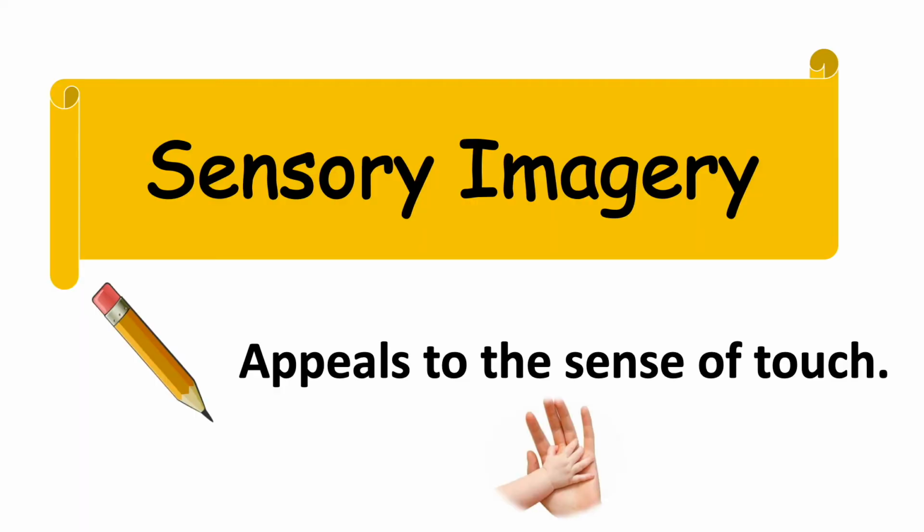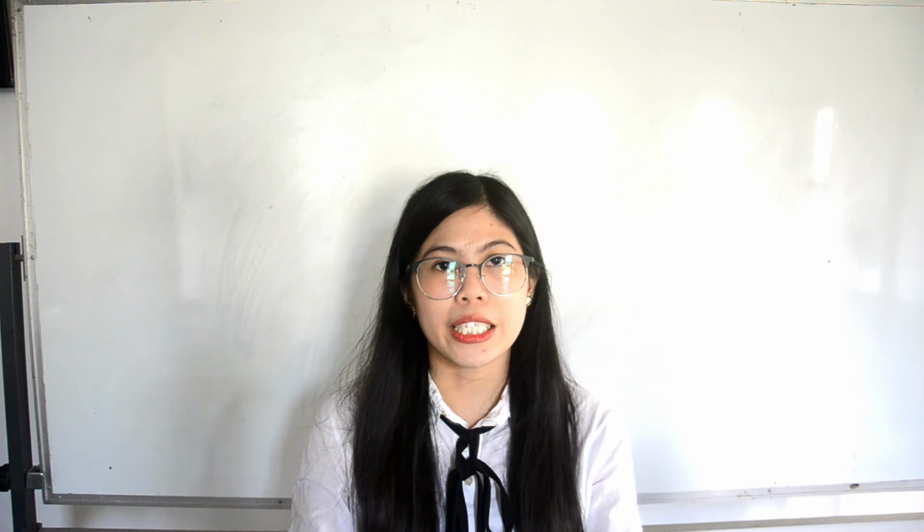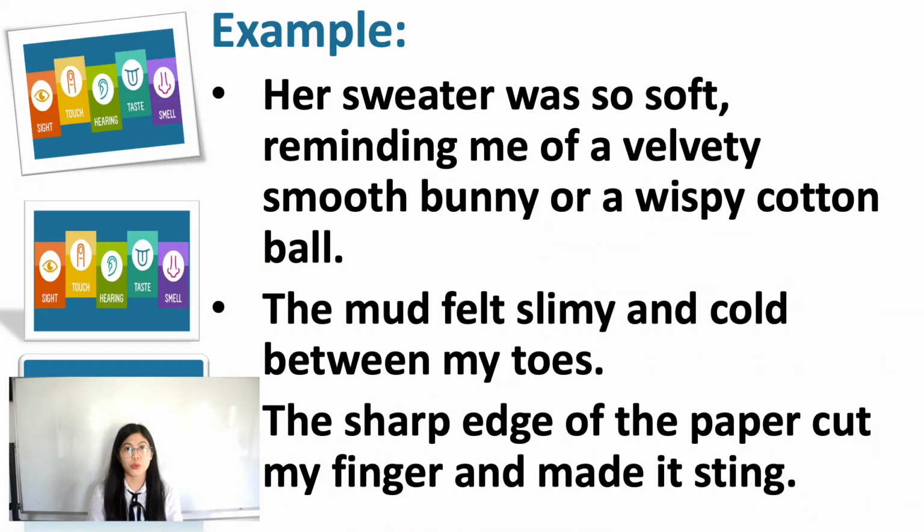Next, we have another kind of imagery, which is tactile imagery. It appeals to the sense of touch. Example: her sweater was so soft, reminding me of a velvety smooth bunny or a wispy cotton ball. We're able to know that it is tactile imagery because of the sensory words soft and smooth. You will know if a thing is soft or smooth if you touch it. That's why this one appeals to the sense of touch.